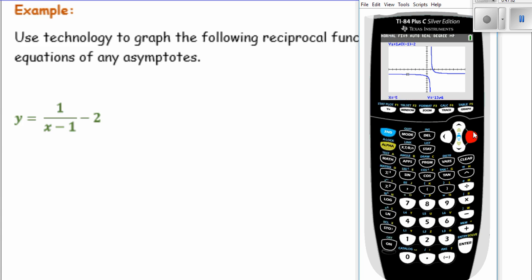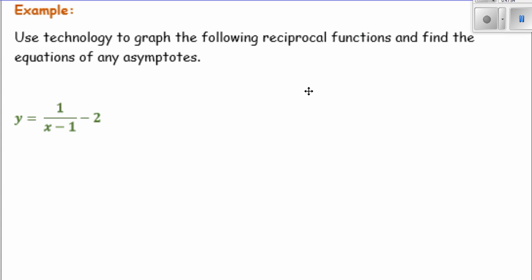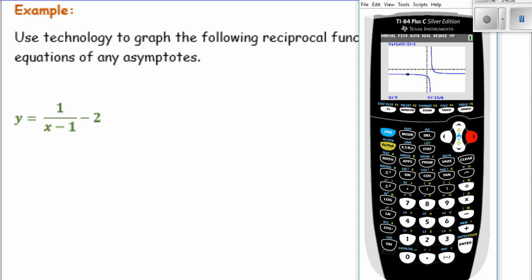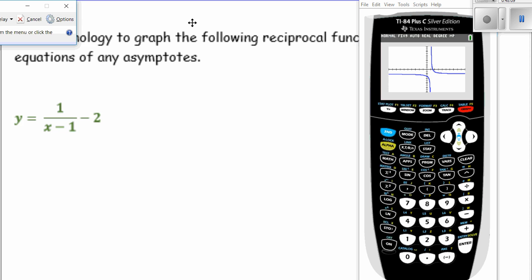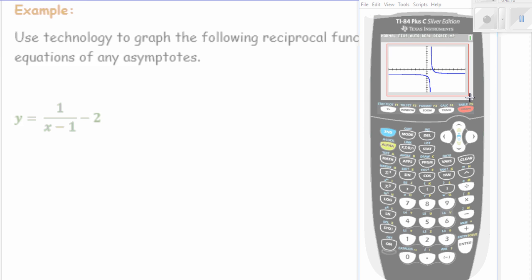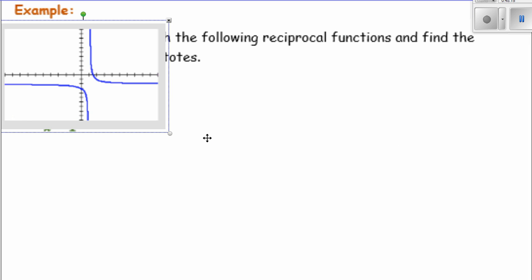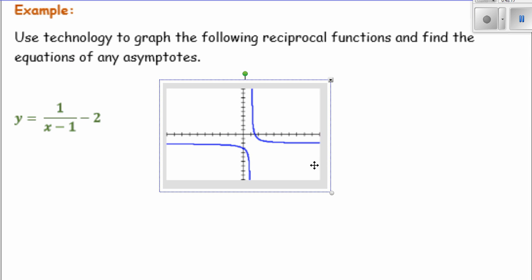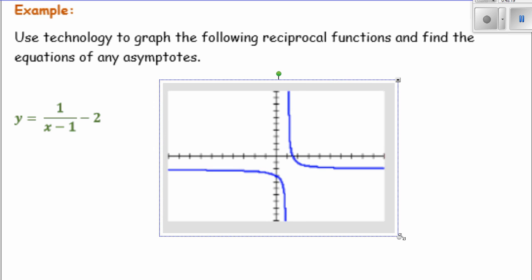Okay, so use technology and then just do a little graph of the thing. I'm going to be lazy. Second trace. Oops, graph. And I'm just going to take a snip of this. I'm going to take a snip of that. So you guys draw yours though. Make it bigger. And let's draw in our little asymptotes.